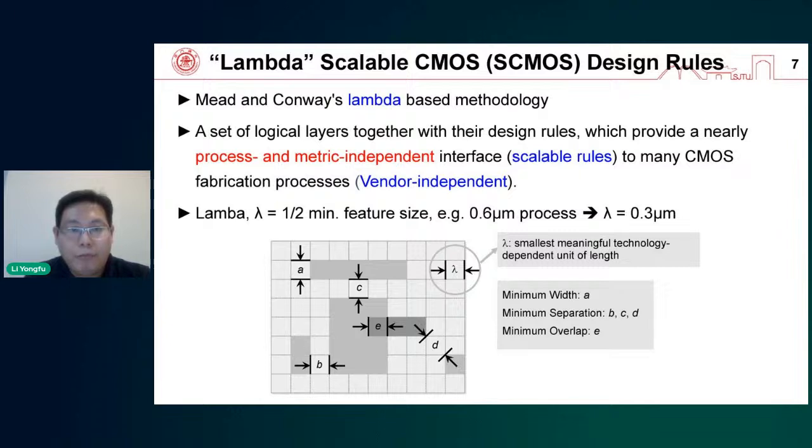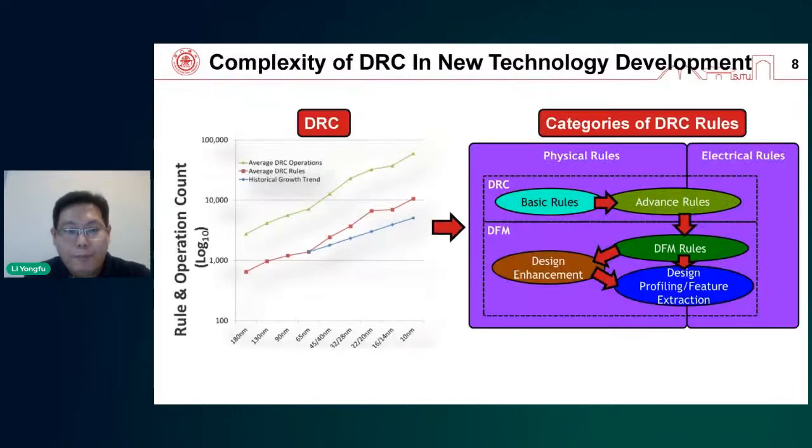And this has been very helpful for us in scaling down from 600 nanometer technology way down to 180 nanometer technology. Beyond 130 nanometer technology, where we slowly shifted from the aluminum process back end of line to copper technology, a lot of new challenges were brought to us. So this kind of process-independent design rule should start to fail us. What happened is that, after 180 nanometer design rules, till even sub 40 or sub 10 nanometer technology, the number of design rules has increased exponentially.